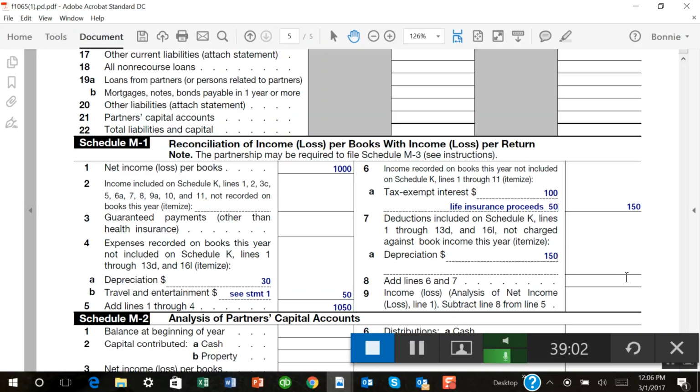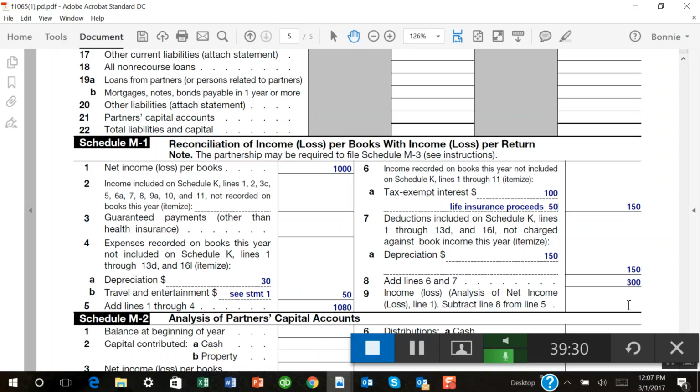So now if I add lines 6 and 7, I have to bring down my total here of all my items on line 7. So now my total of lines 6 and 7 is $300. And on line 9, I subtract 8 from 5. So on line 5, I have 1,000. Oh, I don't have 1,050 anymore, do I? I have 1,080 now.